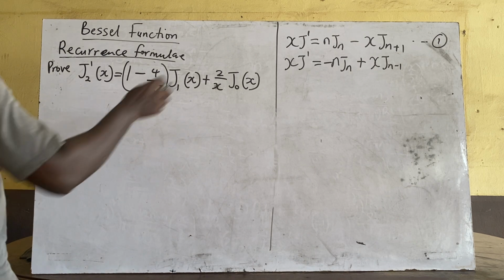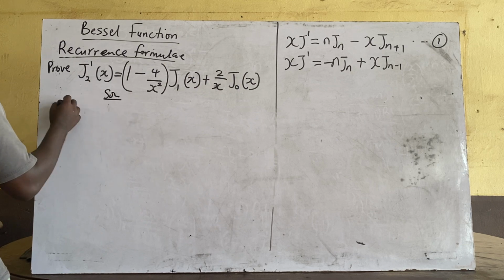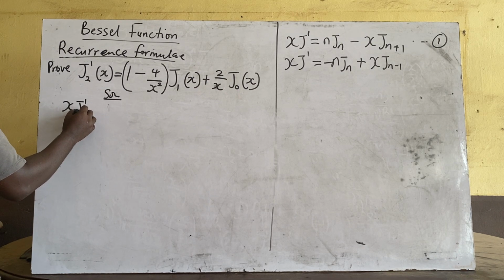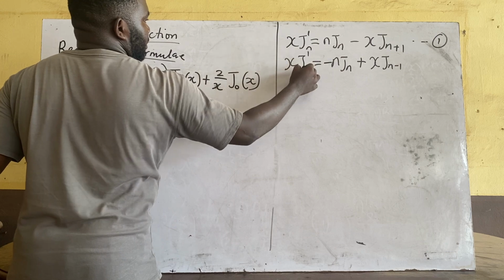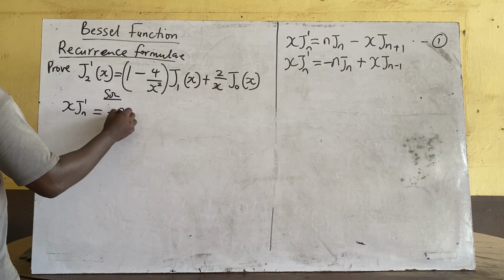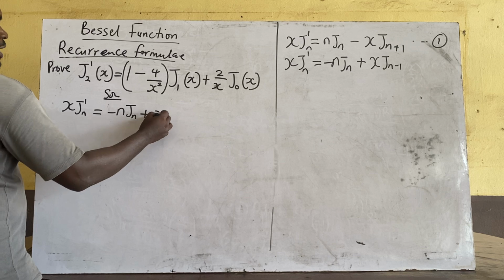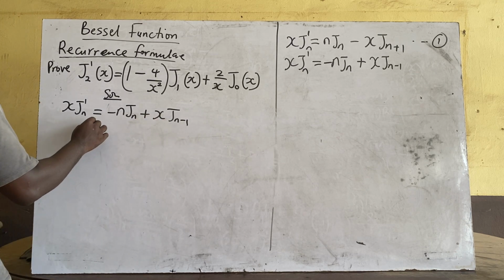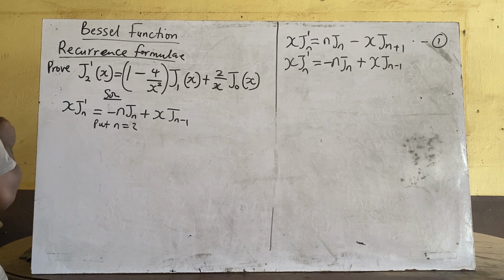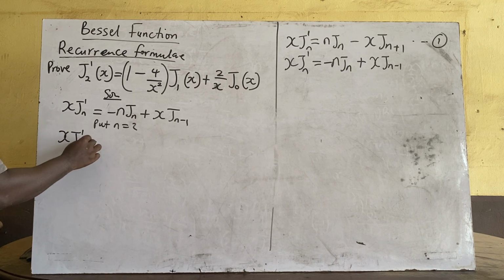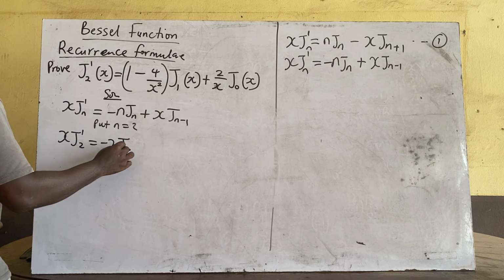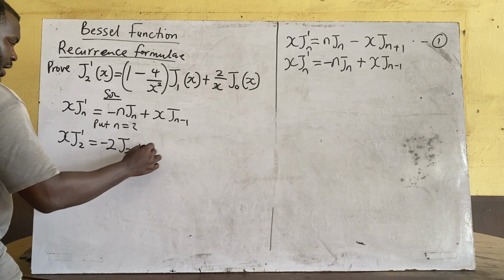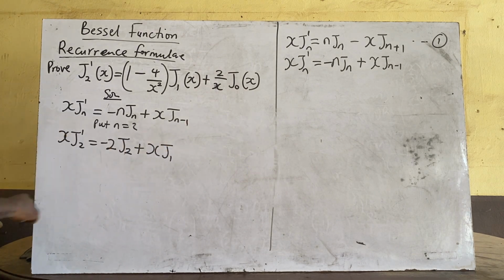To start the proof, let me use the second one. We have x Jn prime is equal to minus n Jn plus x J(n-1). If we now put n equal to 2, according to my question, we are going to have x J2 prime is equal to minus 2 J2 plus x J1, because 2 minus 1 is 1.